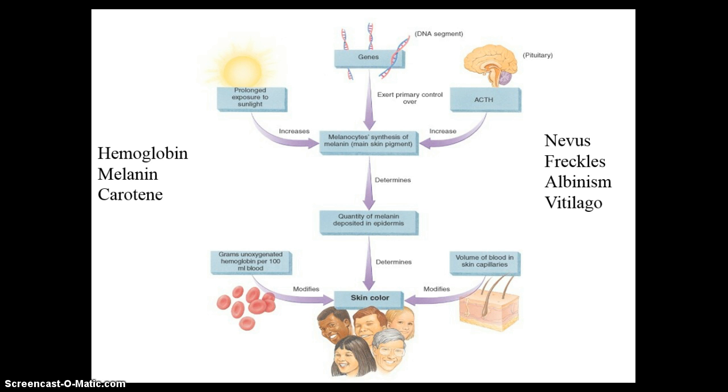Another part that plays a role in determining skin color is your hemoglobin. Hemoglobin is a dark purple blood pigment, and it can make your skin darker. Carotene is another pigment, and this is an orange pigment, and you can find it in tomatoes and oranges. There is also ACTH or MSH, and these stimulate melanin production as well.